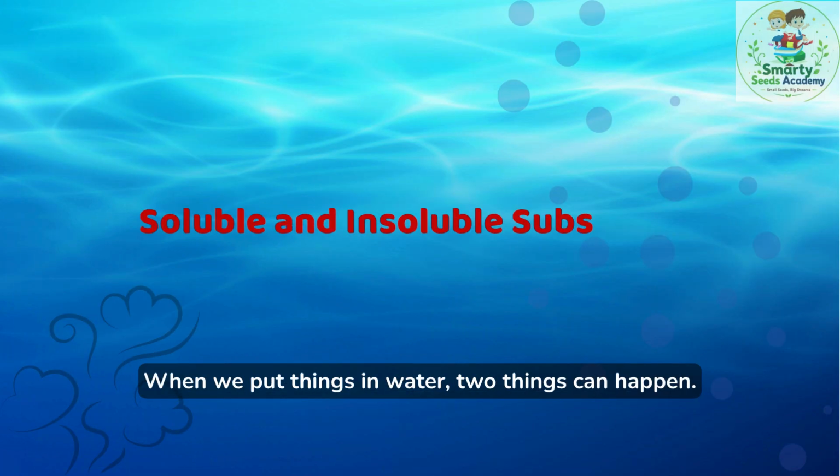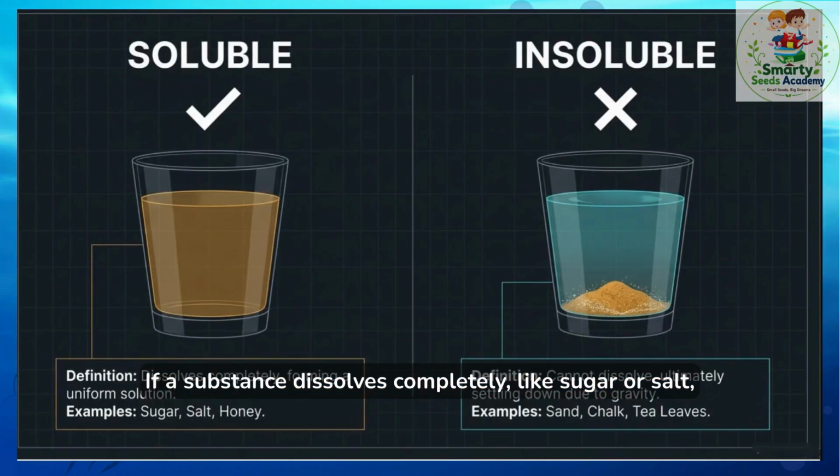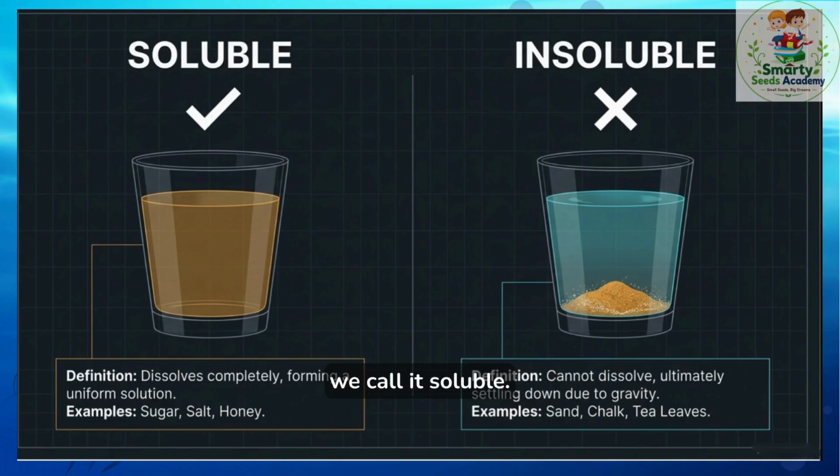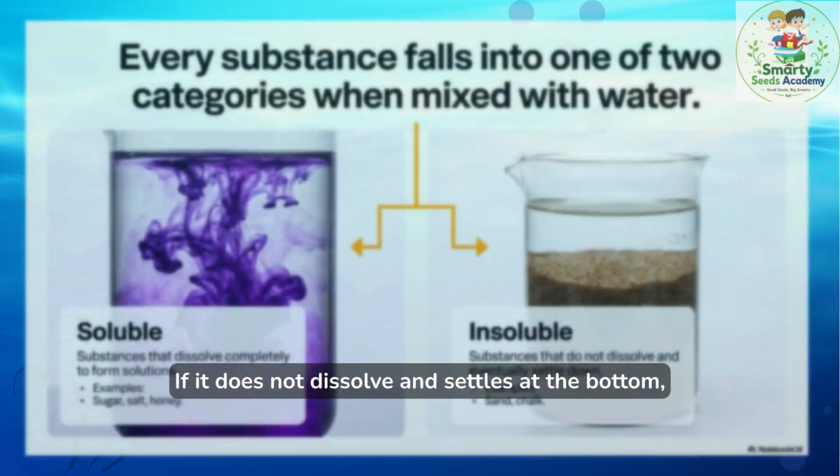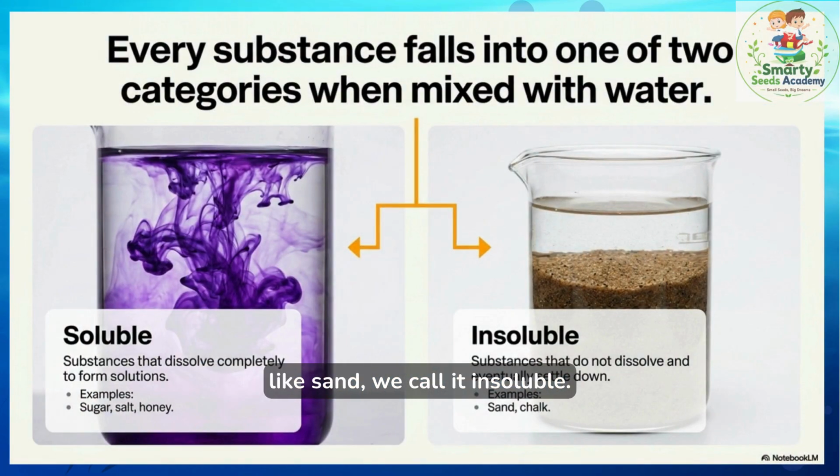When we put things in water, two things can happen. If a substance dissolves completely, like sugar or salt, we call it soluble. If it does not dissolve and settles at the bottom, like sand, we call it insoluble.